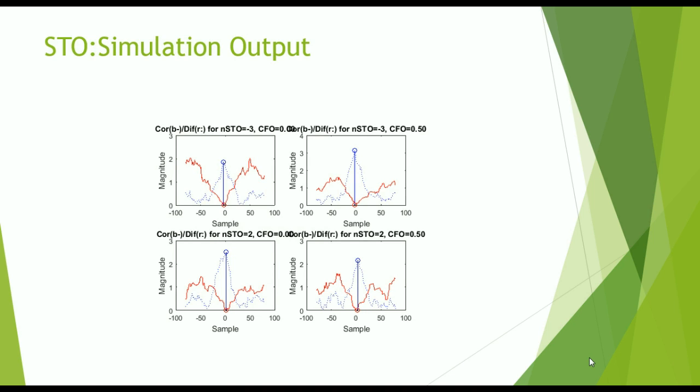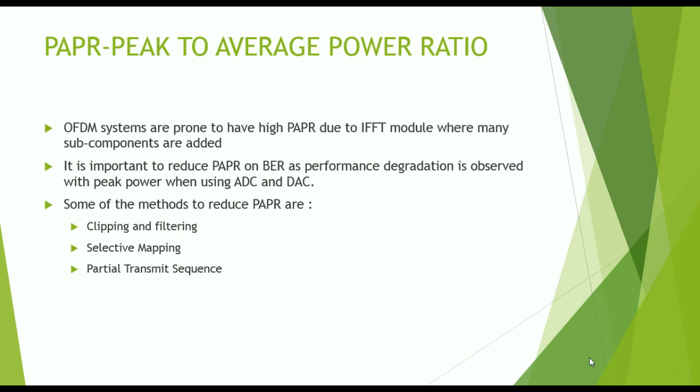This is the simulation output that is obtained from MATLAB. Now we move on to peak to average power ratio. OFDM systems are prone to have a high peak to average power ratio due to the IFFT module, where many subcomponents are added. It is important to reduce the peak to average power because it has an impact on the BER.